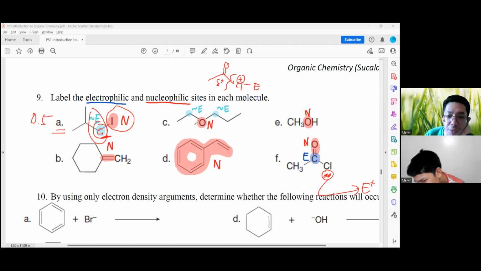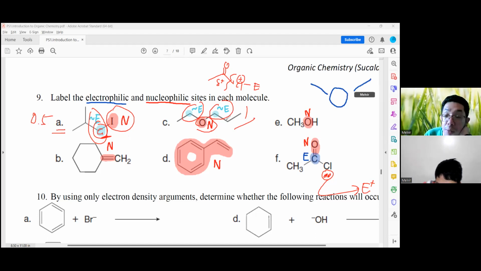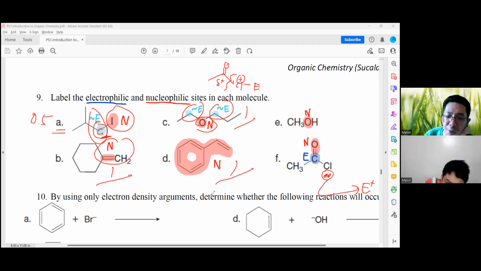Ito, correct ito. 1 point ka dito. So kasi this oxygen is nucleophilic. So susceptible for electrophilic attack, no? Electrophilic addition rather. And then this one or these two carbons here will be electrophilic din. So these are susceptible for nucleophilic attack. So 1 point yan. Ito correct, nucleophile lang siya. Good, 1 point lang to. Letter D is also a nucleophile lang. So ito na lang, bababa na lang tayo dito.